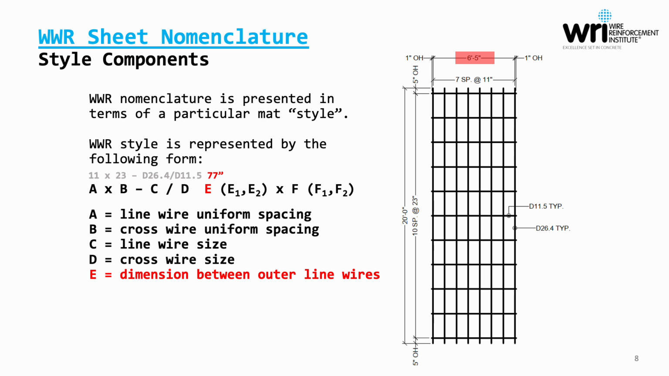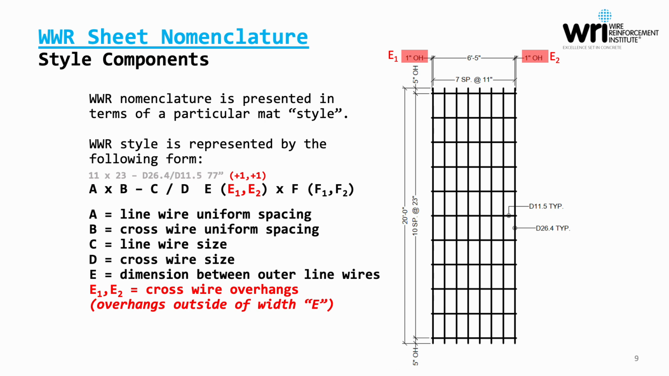Now, having established the spacing and sizes of the wires, we move into the overall size of the sheet. So attribute E is the dimension between the outermost line wires. Here that's 6'5" or 77 inches. So that is measured from center line to center line of the outermost line wires.